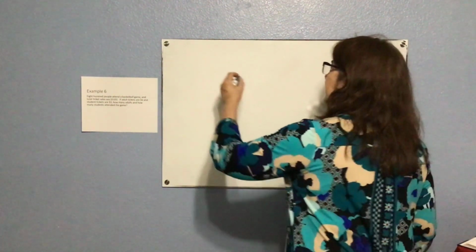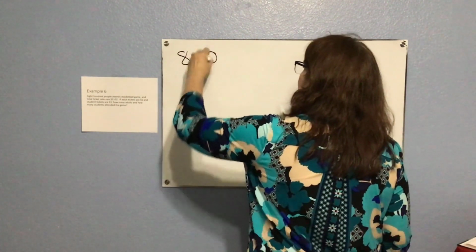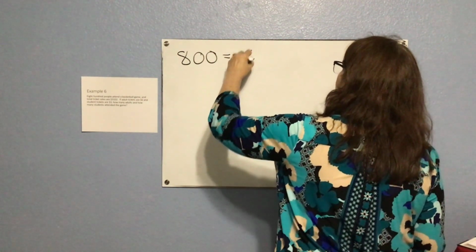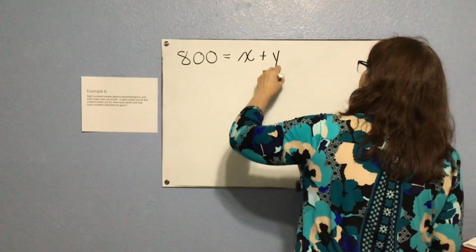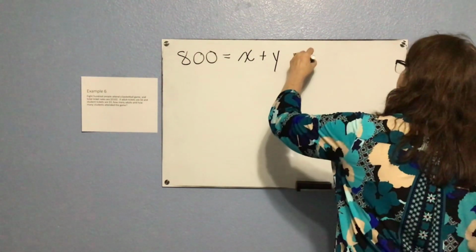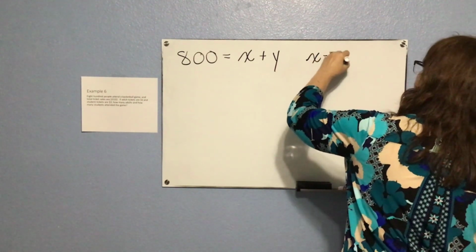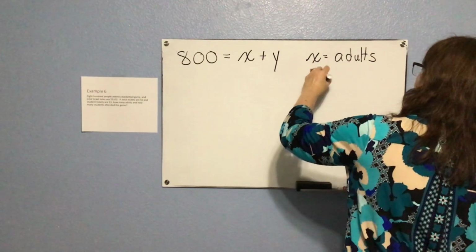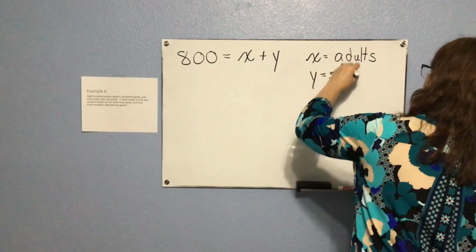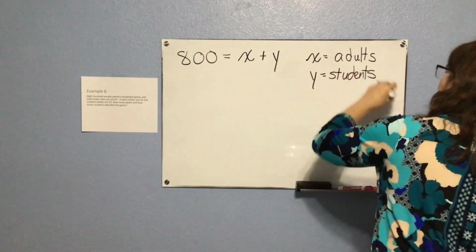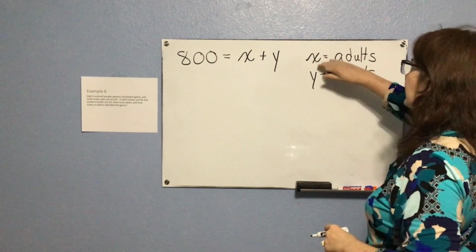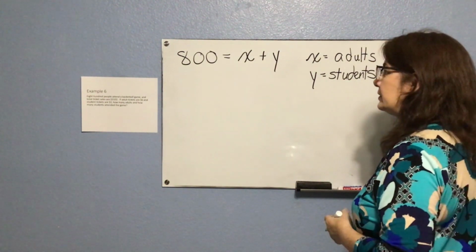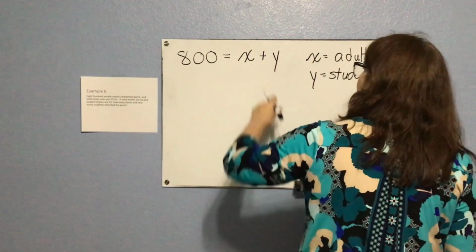So we know 800 people attended, and some number were adults and some number were students. It's also a good idea to write out here x equals adults and y equals students. You could also choose, maybe instead of x and y, a and s to remind you of what the variables stand for. So this equation represents the people.